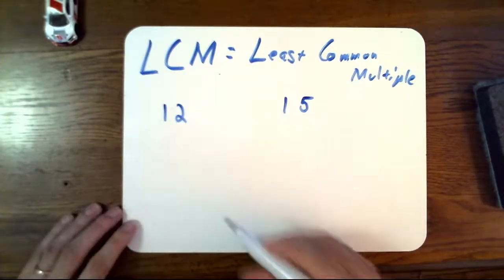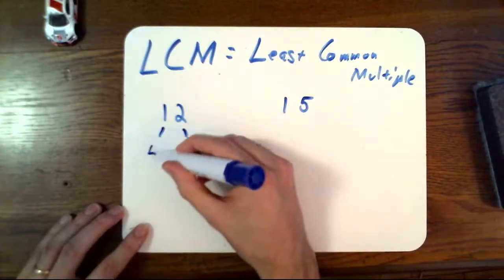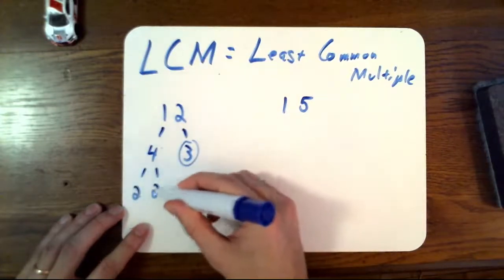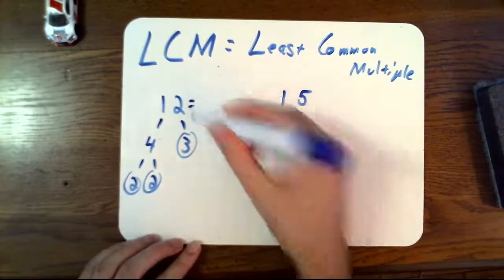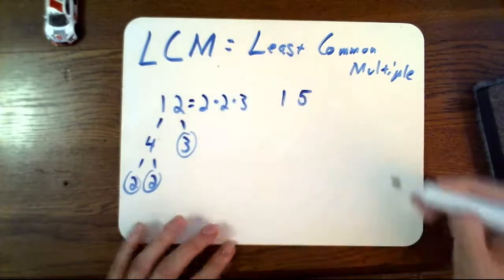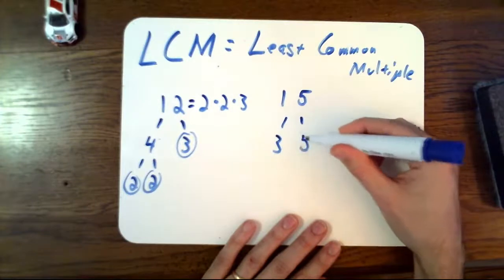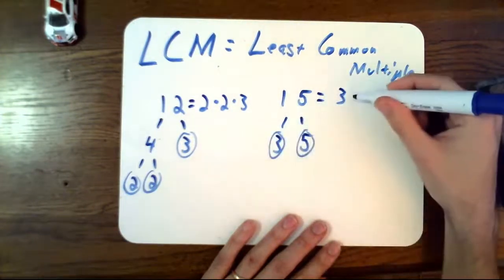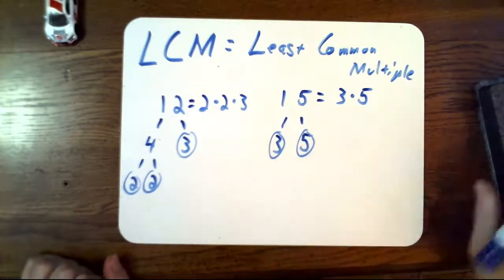So instead, let's factor 12 into its prime components. 12 is 4 times 3, 3 is prime. 4 is 2 times 2, 2 and 2 are both prime. So I'm going to write this on the side here. 12 is 2 times 2 times 3. Let's break 15 into its prime components. Well, that's easy. It's 3 and 5, because 3 is prime, 5 is prime. So 15 is 3 times 5.